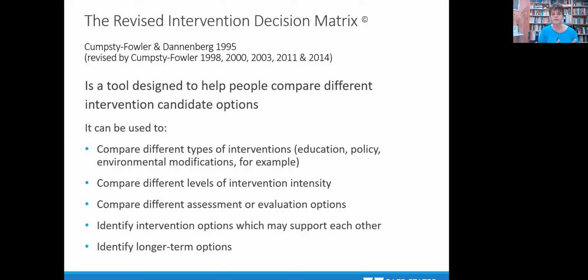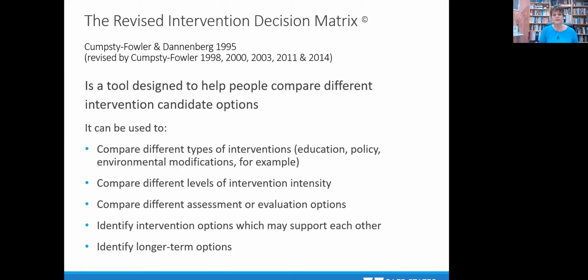Similarly, I've had people use it for evaluation options. We have a low resource intense evaluation option, a medium and a high resource intensity evaluation option. And I need to get a sense of which would serve us well in this context. Maybe we don't need the highest cost evaluation option, but we can make some objective decisions about that.